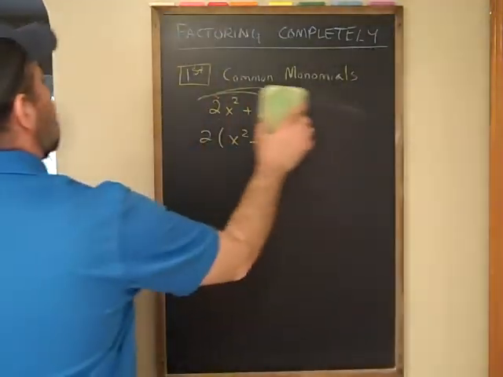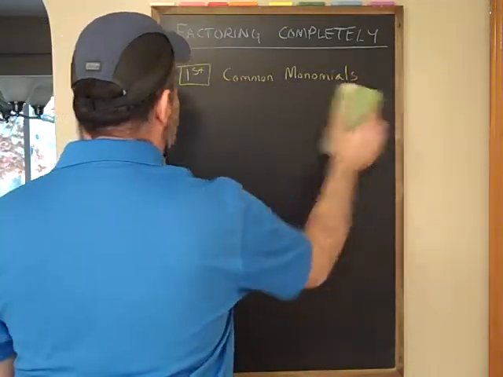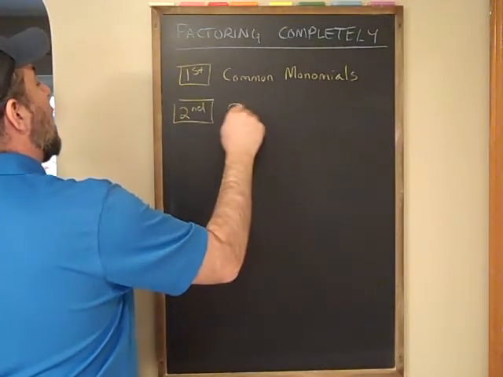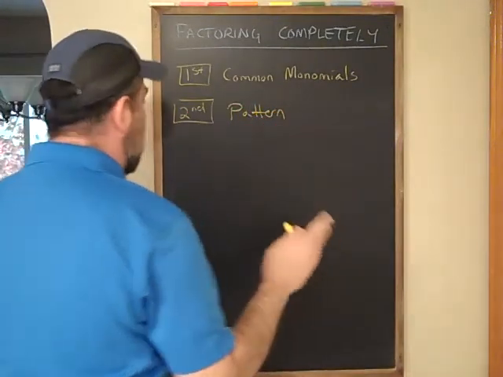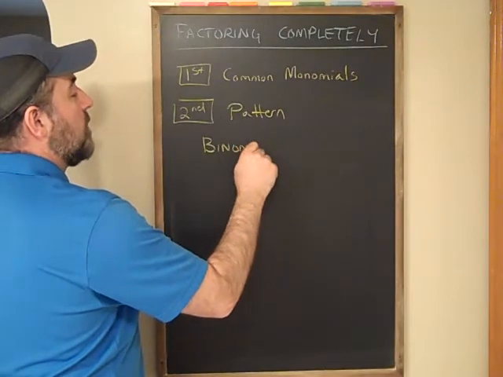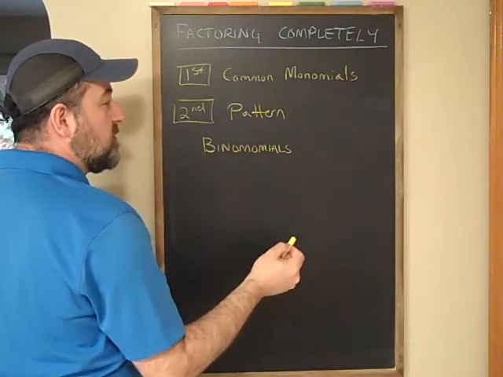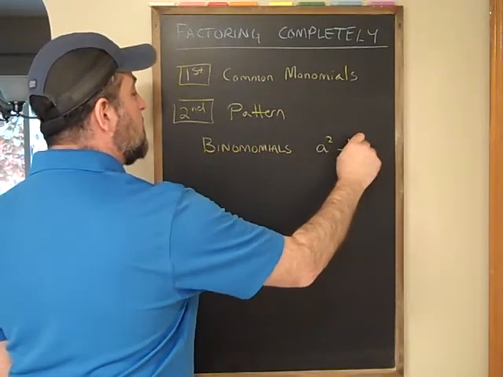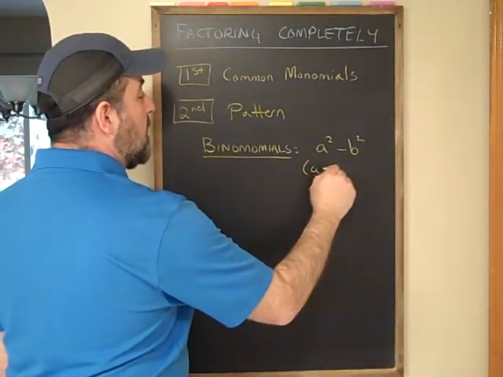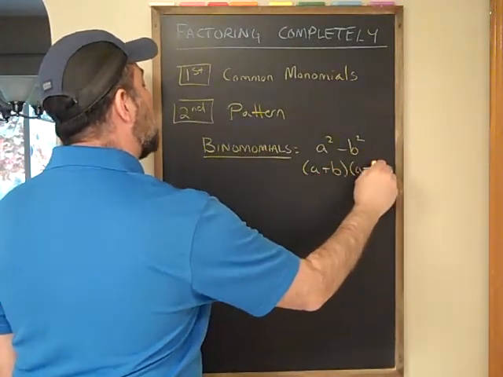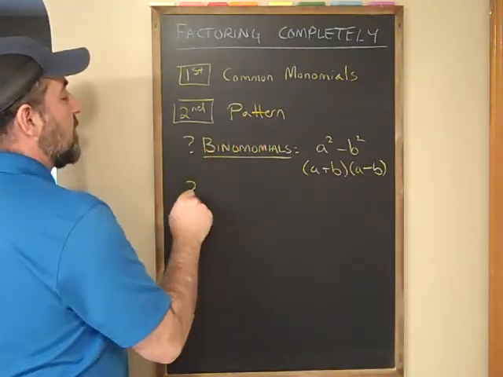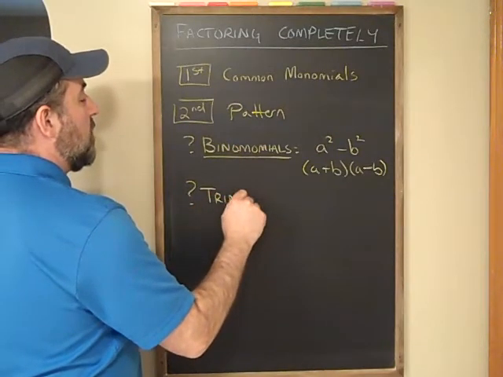The next step whenever you're factoring polynomials is to identify the pattern. What pattern are you looking at? We learned a pattern for factoring binomials: a squared minus b squared. We remember that if it's a difference of squares, it's going to factor to be a binomial times a binomial, a plus b and a minus b. So you're going to check to see, is it a binomial? And then you're going to check to see, is what I'm looking at a trinomial?